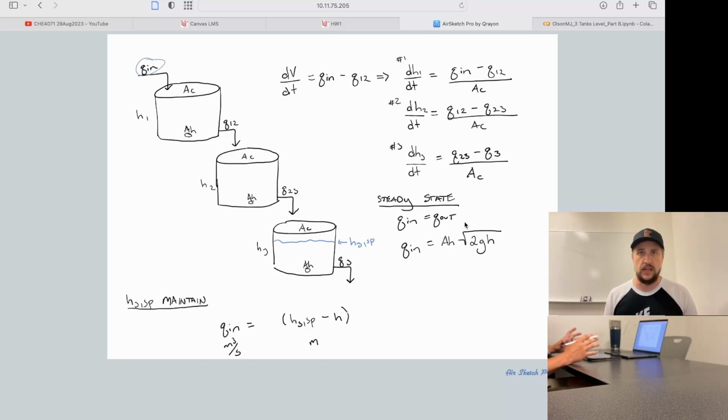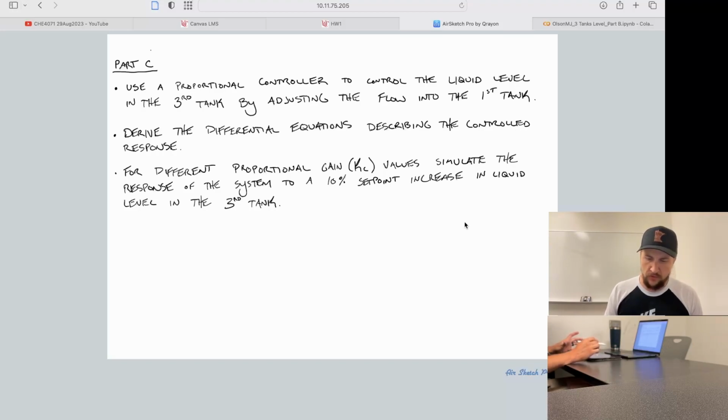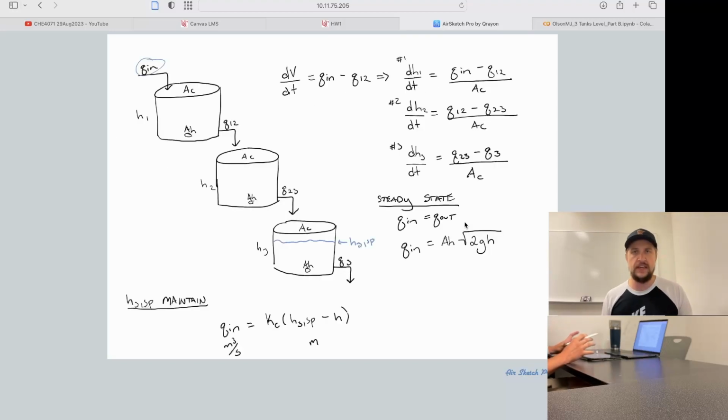Now the question is, what do we do? Here's where our proportional controller comes in, which is our Kc. We're calling that our controller gain, our proportional gain value. Kc is a proportional constant. So we have our difference right here, and this is evaluated, saying, what do I need to multiply this by in order to then change this?